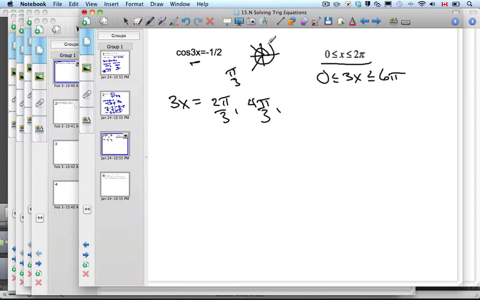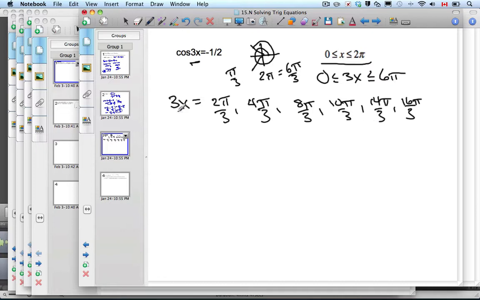Now we have to go all the way around again. Take 2 pi by 3 and add 2 pi to it. So that's 2 pi, the same as 6 pi over 3. So we get 8 pi over 3 and 10 pi over 3. And we'll go one more time around the circle, because we have to go 6 pi. So I add 6 pi over 3 again, and I get 14 pi over 3 and 16 pi over 3.